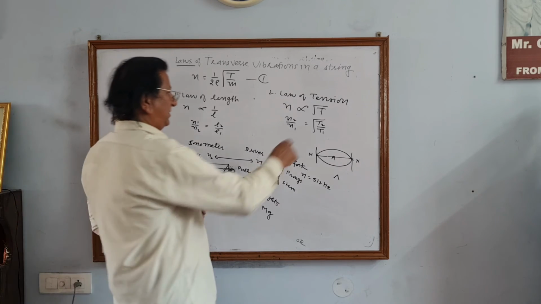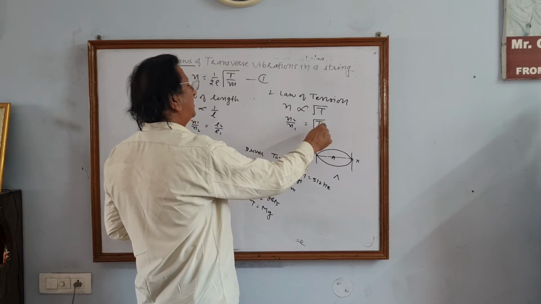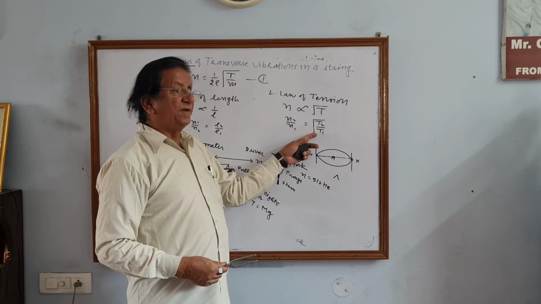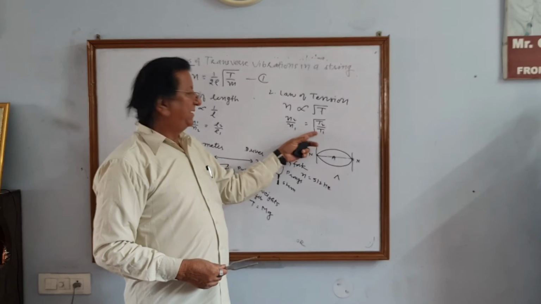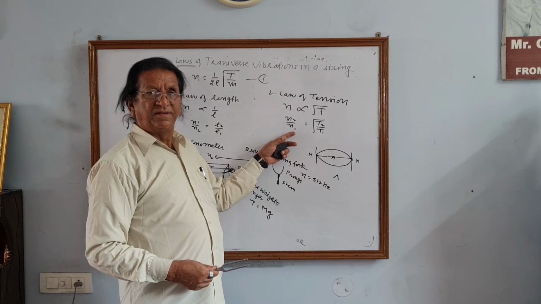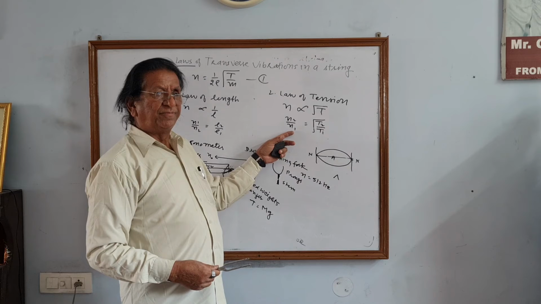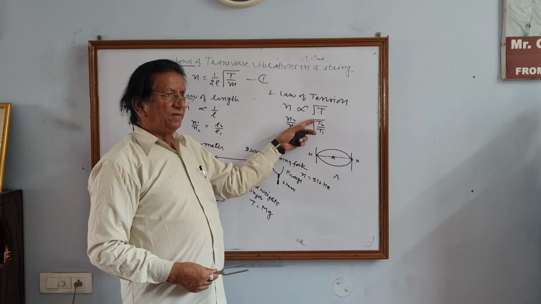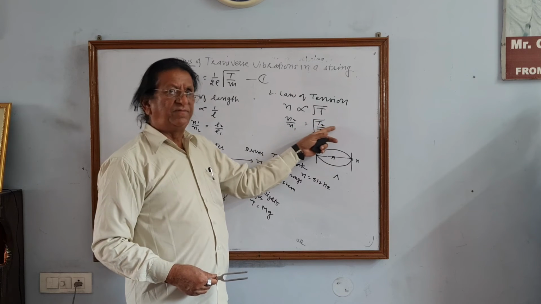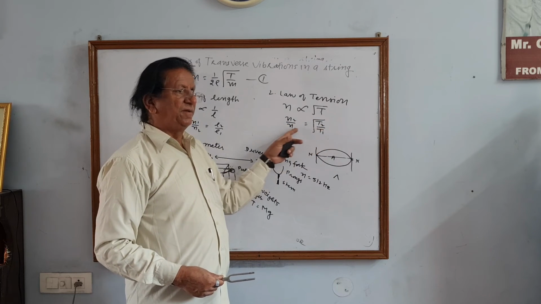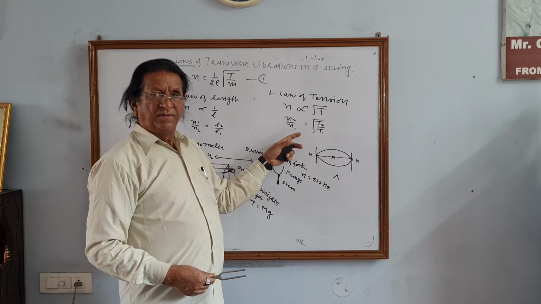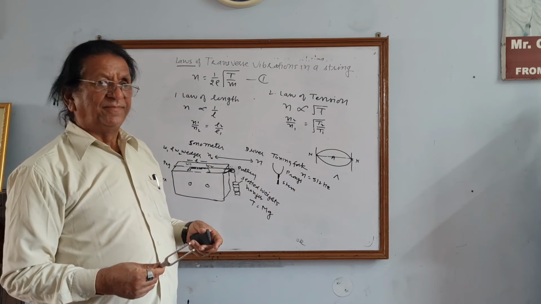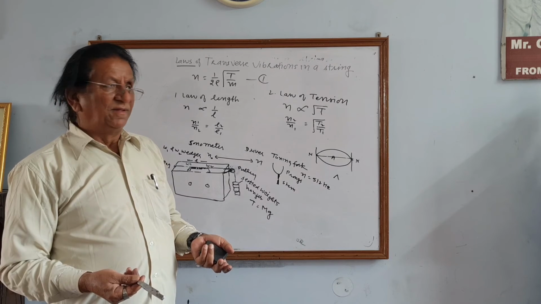Let us suppose you double the tension. Here you make tension 4 times. If T2 is 4 times T1, then frequency will become twice the previous frequency. T2 by T1, T2 is 4 times T1. Okay, the ratio will be 4. When you take the square root, it will be 2, and N2 will be 2 times N1. Tension made 4 times, frequency became double. This is the law of tension.